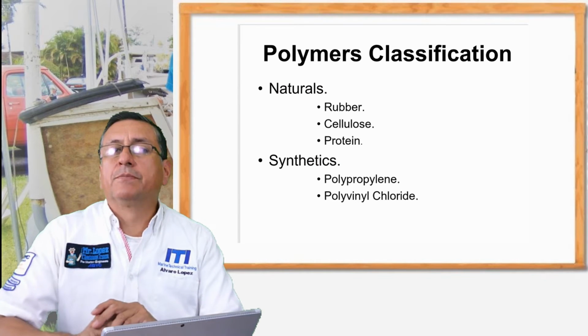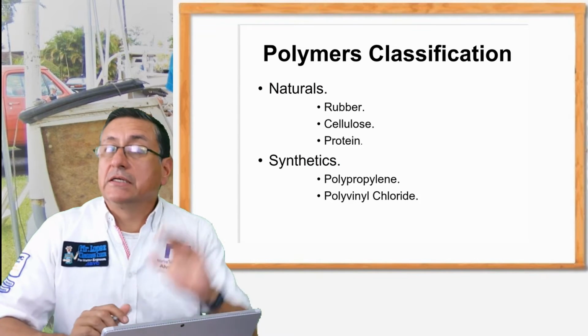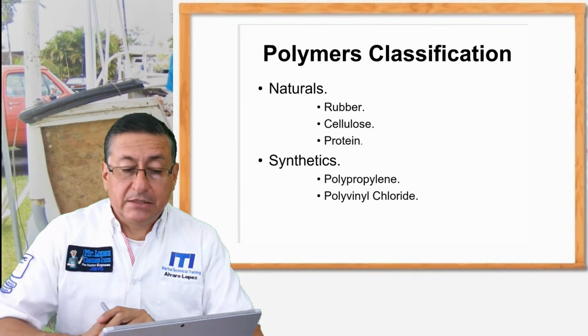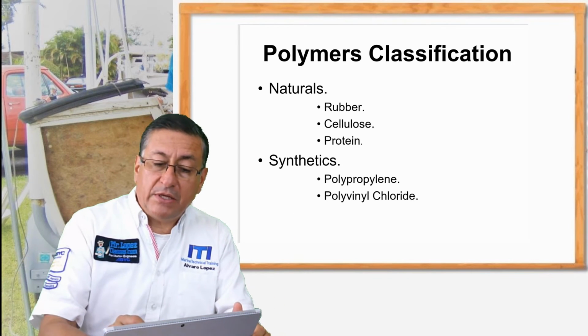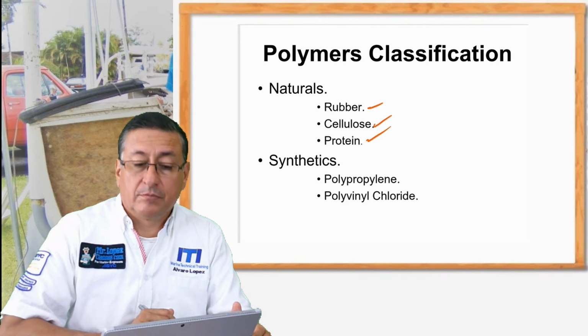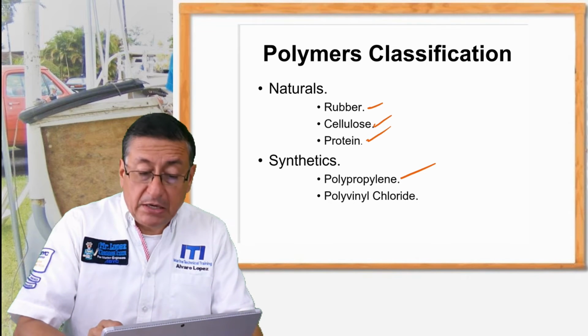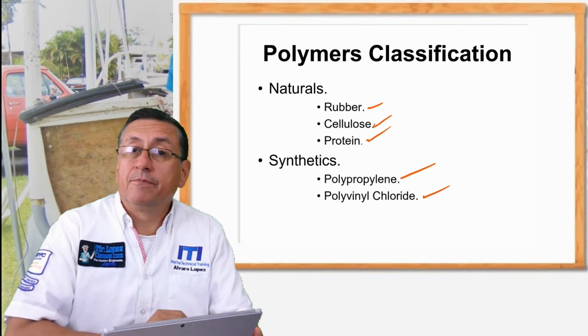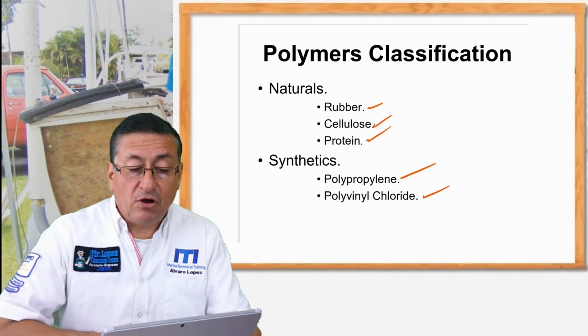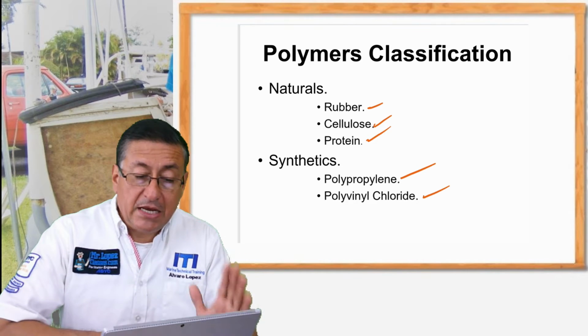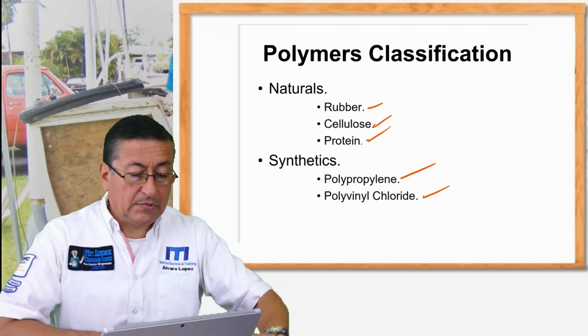Classification of polymers. The polymers are classified as natural and synthetic. In natural polymers, we have great examples: rubber, cellulose, and proteins. In synthetic polymers, we have as examples polypropylene and polyvinyl. Those are great examples of synthetic polymers. Naturals and synthetics.